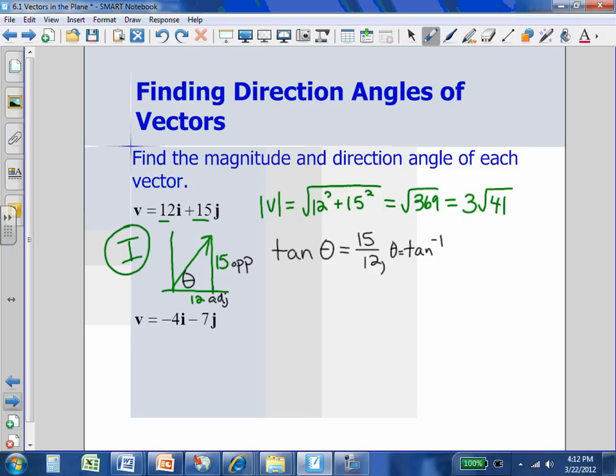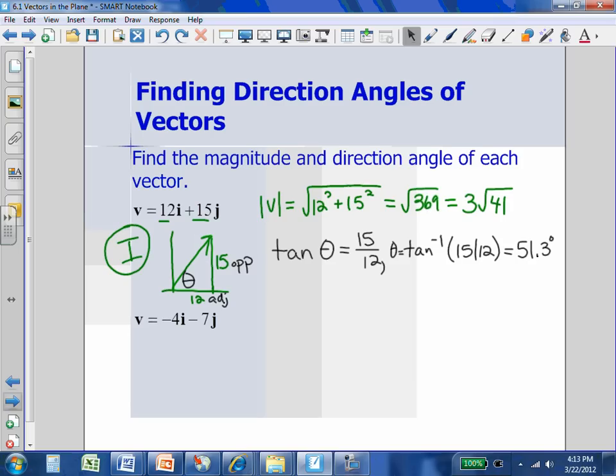So theta equals the inverse tangent of 15 over 12. Make sure you're in degree mode, and when you calculate that, it should give you 51.3 degrees approximately. And that sounds good because we are in the first quadrant, so yes, that will be 51.3 degrees. So there's the magnitude and the direction angle for that vector. It's going out a distance of square root of 369, and the angle that it's headed is 51.3 degrees.